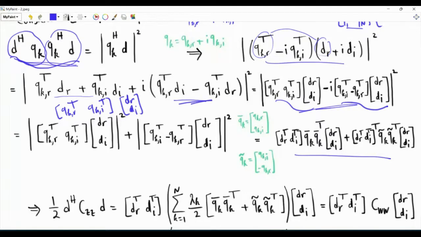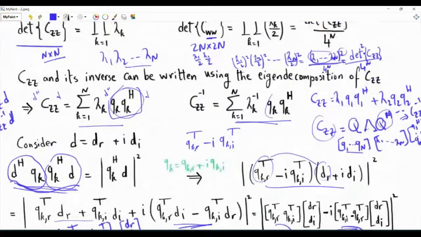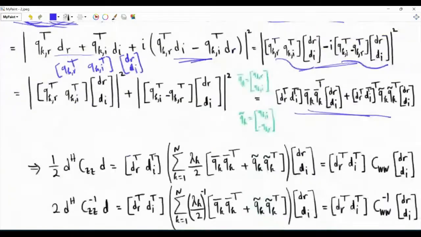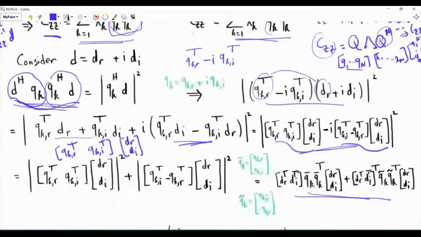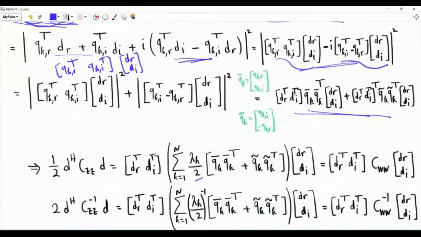Let's go back to this CZZ. Again, the objective is to multiply it from the left by D Hermitian and from the right by D, and we should do the same here to have a quadratic form. So this quadratic form, if we take D Hermitian CZZ D and then multiply by half, we will have this summation. We multiply by half, so lambda K will be multiplied by half, like here.